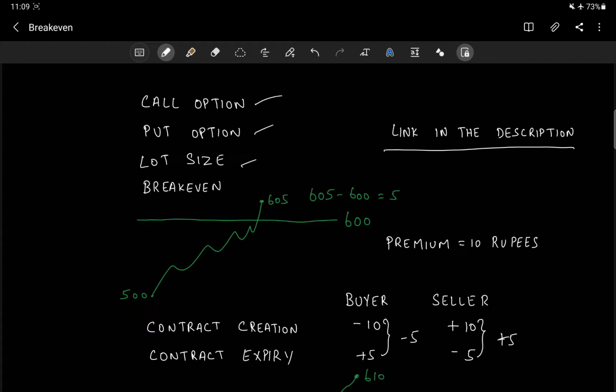In our call option example, the strike price was 600 rupees. The spot price was at 500 rupees when the contract was created. The buyer of the option paid a premium of 10 rupees to the seller of the contract.